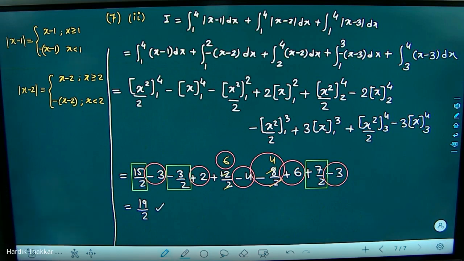Chevy, you solved this question? Sir, I'm solving. Okay.